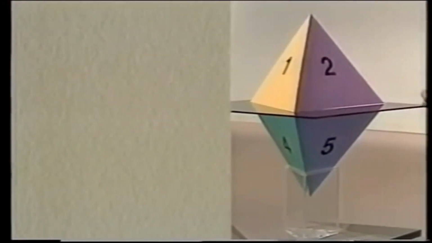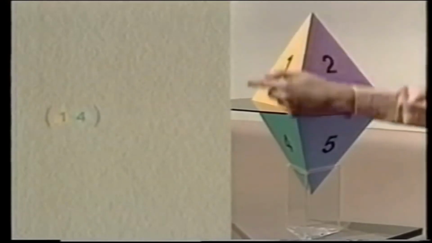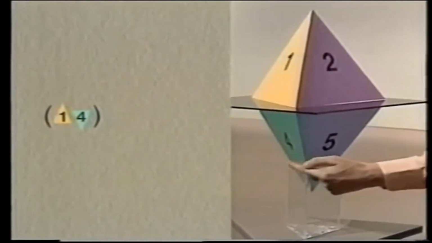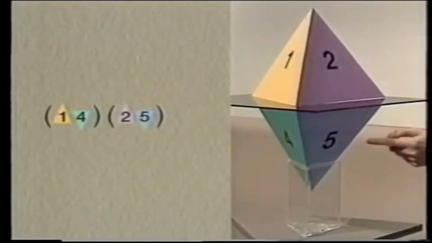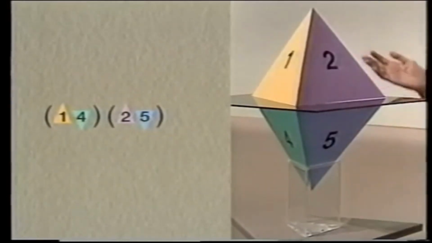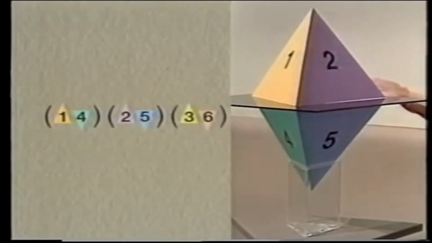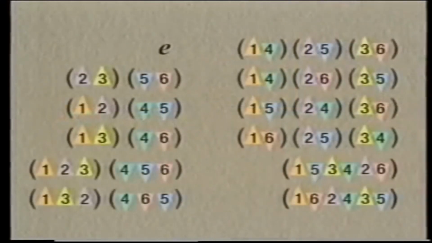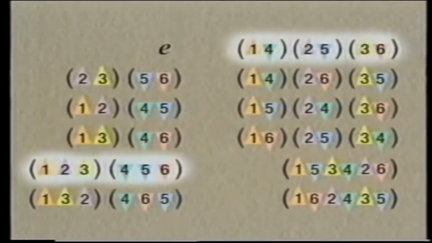The faces interchange in pairs. 1 and 4 interchange, 2 and 5 interchange, and at the back 3 and 6 interchange. So with this representation, we'll get a subgroup of S6. Here are the two we just found.